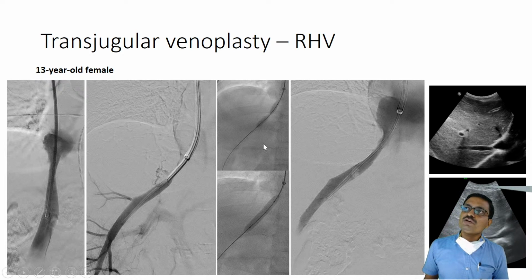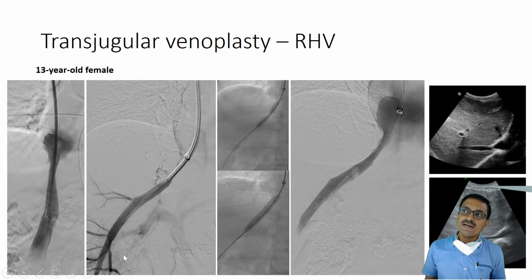So this is a case of right hepatic vein occlusion, a short segment occlusion, which was planned for transjugular venoplasty. So this is the IVC gram, which shows a small beak of the right hepatic vein. So we wedged our sheath and needle, and once we wedge, we have the needle which we can use to puncture or poke through the obstruction and then get into the hepatic vein.